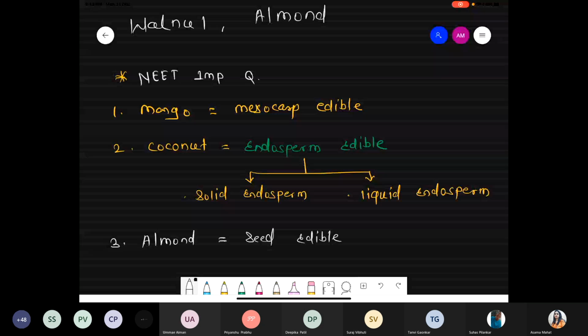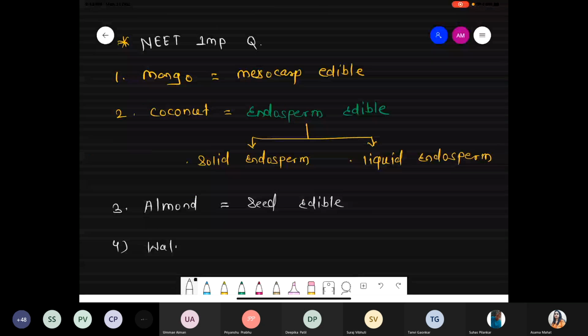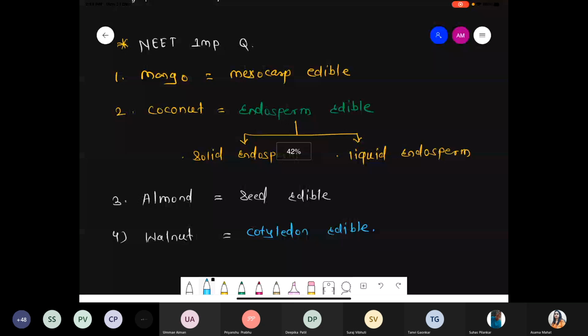And the last one, in the case of the walnuts, no seed, no epi, peri, endocarp. In this condition, simply we are talking about the cotyledon part. The cotyledon part is the edible part. That's it. Okay. So whatever information is given, you have to focus on the drupe category. And another point, just remember which part is edible.